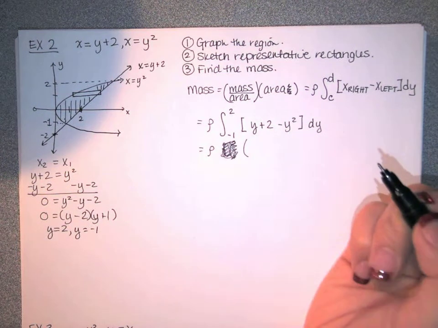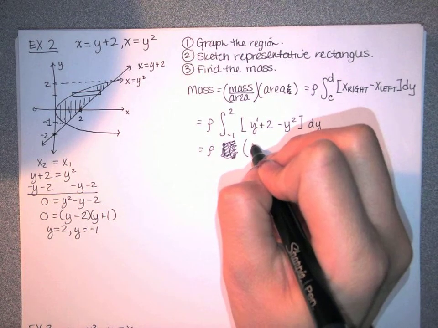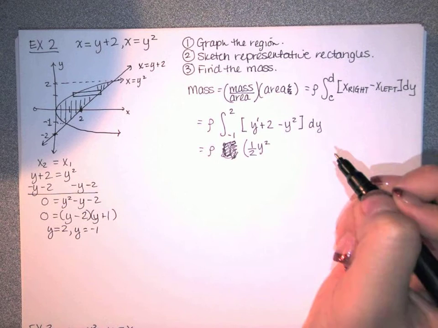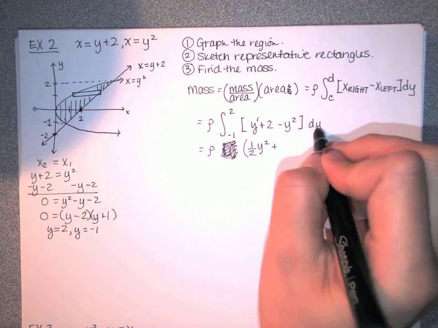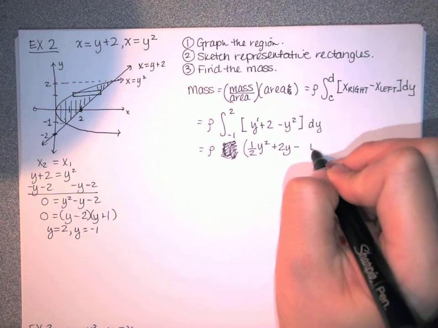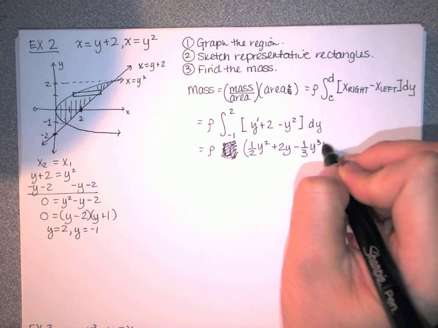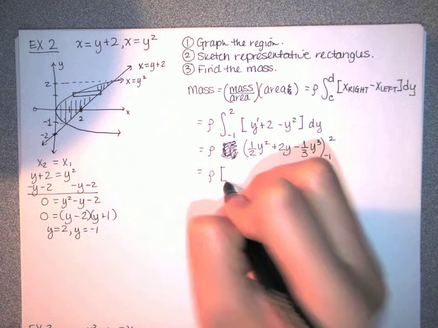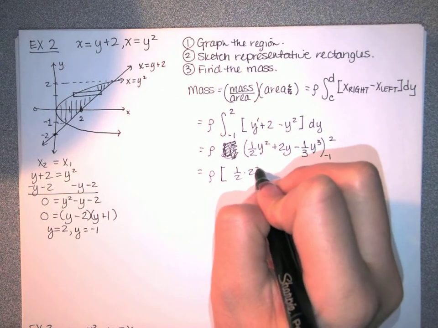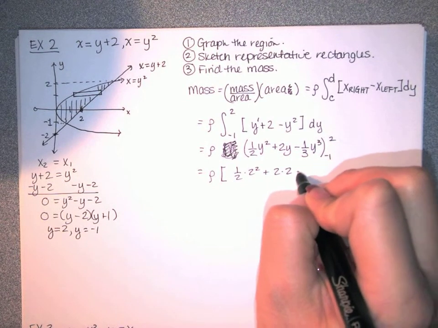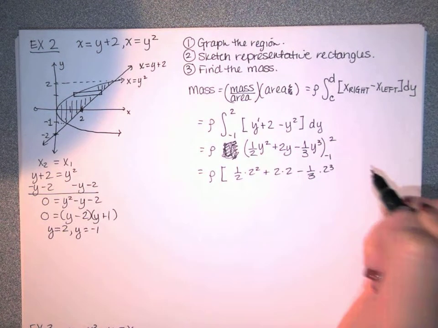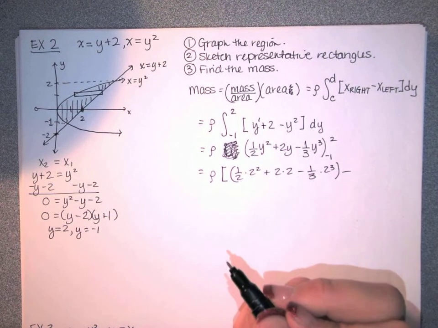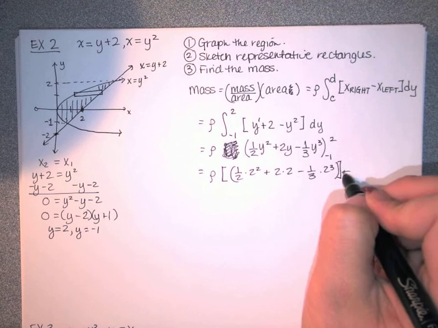I'm ready to antidifferentiate. So there's an implied 1 there. Add 1 to the exponent, divide by the new exponent. I've got a constant here. The antiderivative of a constant is a constant times y. Here, add 1 to the exponent, divide by the new exponent. Plug in -1 and 2 and subtract. So I've got rho times 1/2 times 2 squared plus 2 times 2 minus 1/3 times 2 to the 3rd, which is 8. And then we're going to evaluate everything at -1 as well.